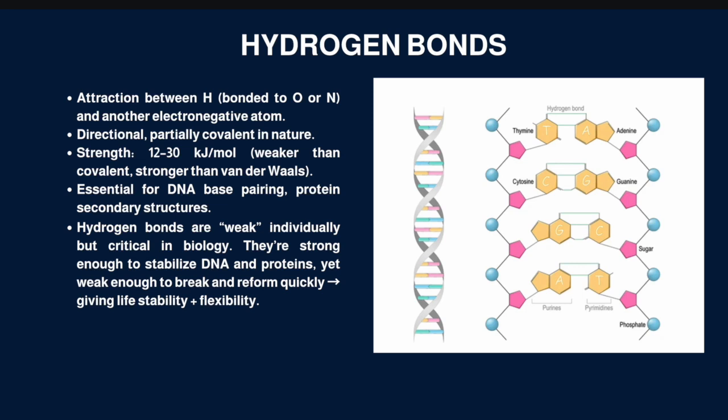Next, strength: 12 to 30 kilojoule per mole. It is weaker than a covalent bond, stronger than van der Waals, and it is essential for DNA base pairing and protein secondary structure. You can see in the diagram, we know that hydrogen bonds form between A and T, adenine and thymine, and guanine and cytosine form a triple hydrogen bond. So these are the basic backbone stabilizing bonds. So hydrogen bonds are weak individually, but critical in biology. They are strong enough to stabilize DNA and protein, yet weak enough to break and reform quickly, giving life stability and flexibility. This is very important.